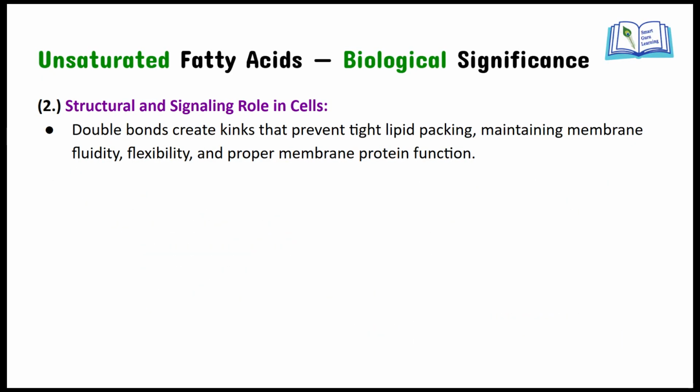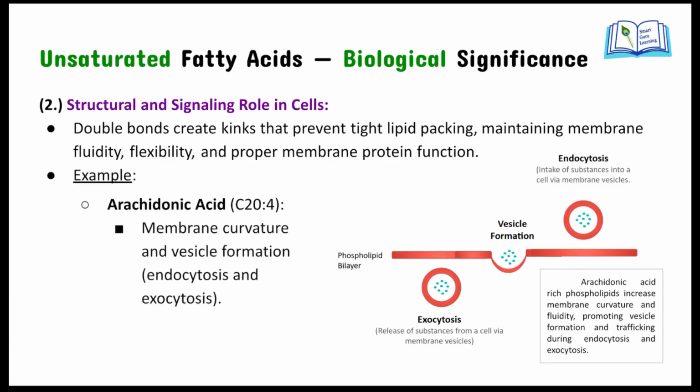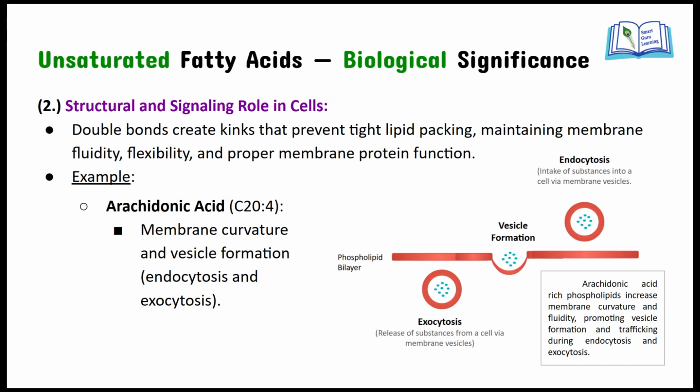In terms of signaling, a flexible membrane allows signaling proteins and receptors to move, interact, and respond efficiently to external stimuli. This enables the effective communication between cells. For instance, arachidonic acid promotes membrane curvature and vesicle formation during endocytosis and exocytosis by facilitating the insertion, movement, and conformational changes of curvature-sensing proteins such as dynamin, clathrin, and BAR domain proteins during vesicle budding.